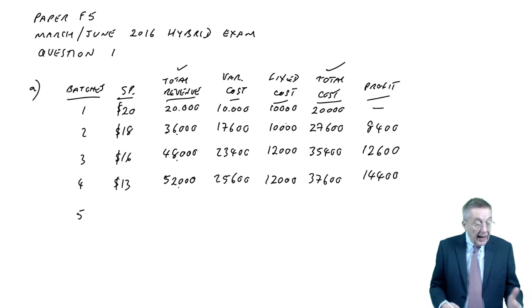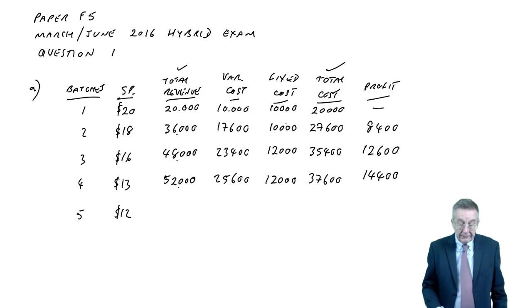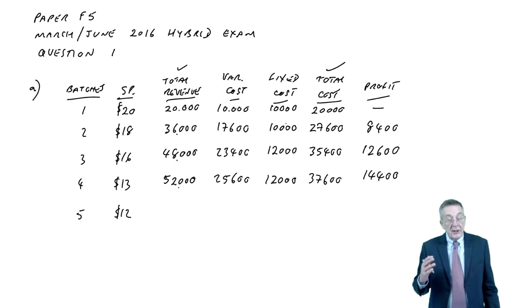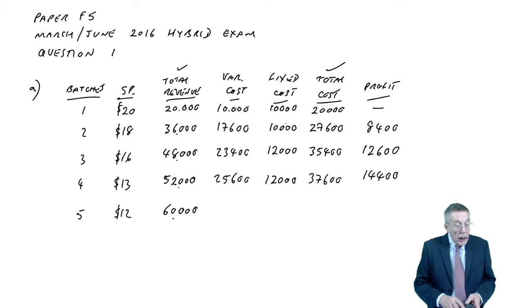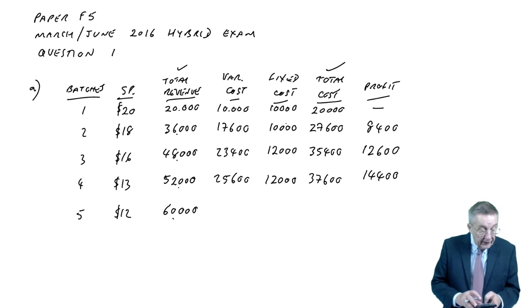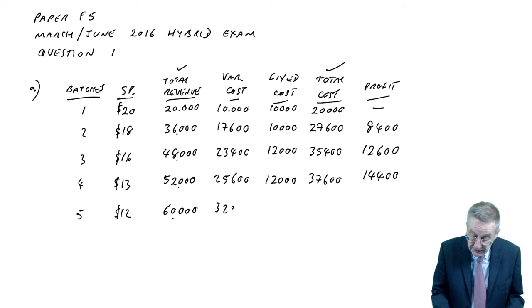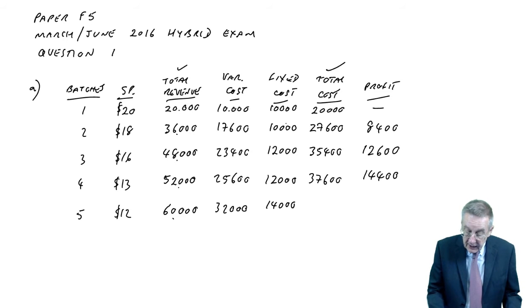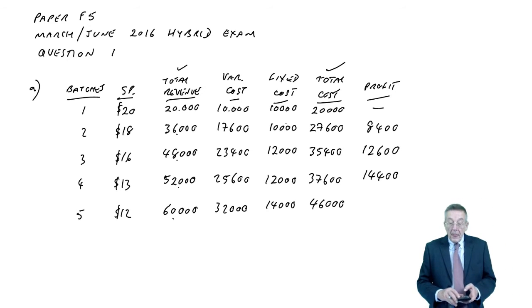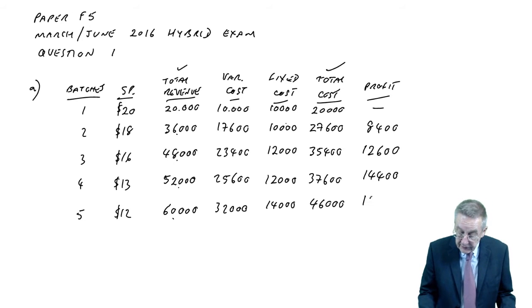So we're getting better each time, but the last possibility, 5 batches, which needs a selling price of $12 a unit. So 5,000 at $12 is 60,000 total revenue. The variable cost, 5,000 at 640 is 32,000. Fixed costs 14,000, so total costs 46,000. And therefore, last one, the profit: revenue 60,000, cost 46,000, profit of 14,000.